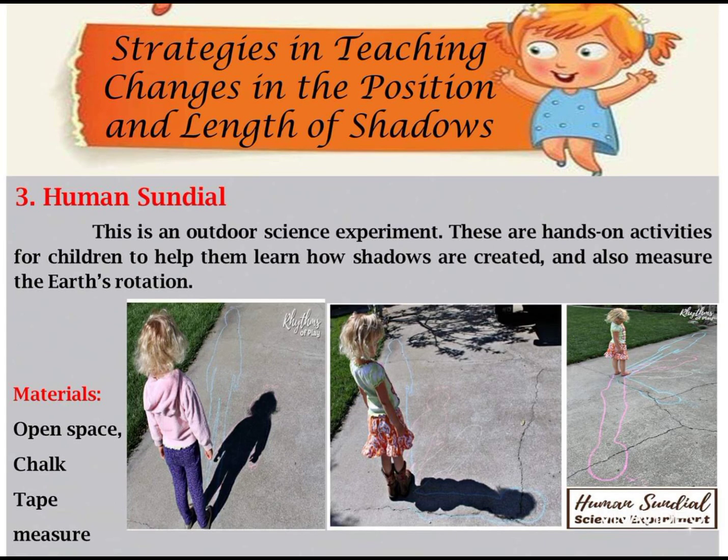And finally, our third and last strategy is what we call the human sundial. This is an outdoor science experiment. These are hands-on activities for children to help them learn how shadows are created and also measure the Earth's rotation. They will be needing an open space, chalk, and tape measure.